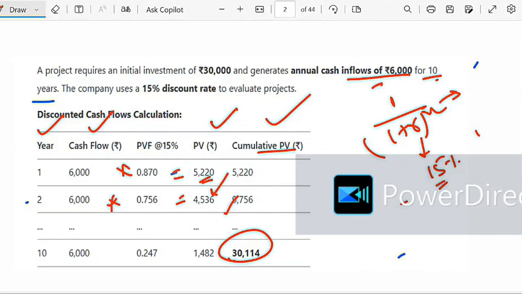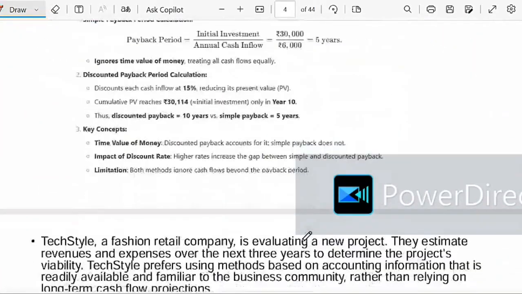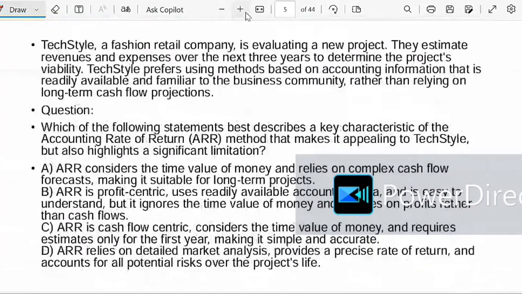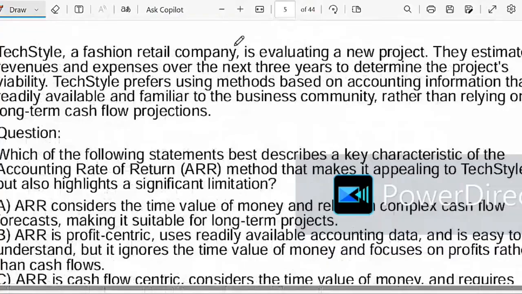Let's come back to the next question. So this is our next question. This is the explanation part. Yes, so this is the question. Let me zoom a little bit so that the question is clearly visible to you. Let's see what the question is asking.